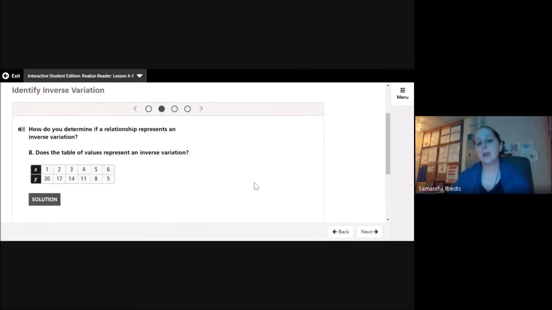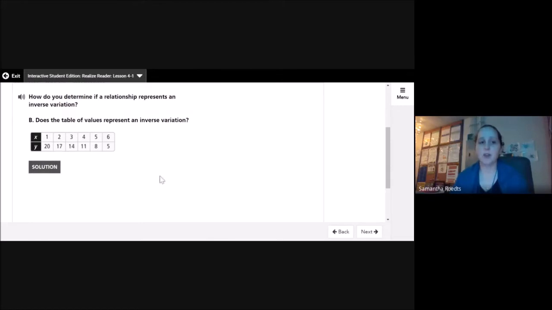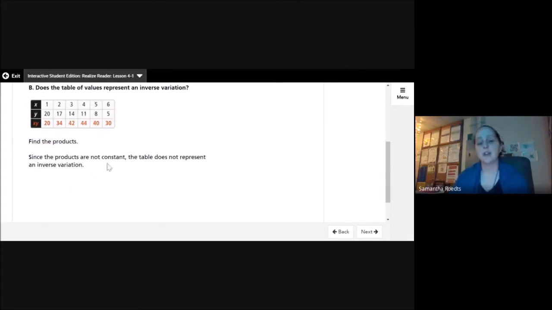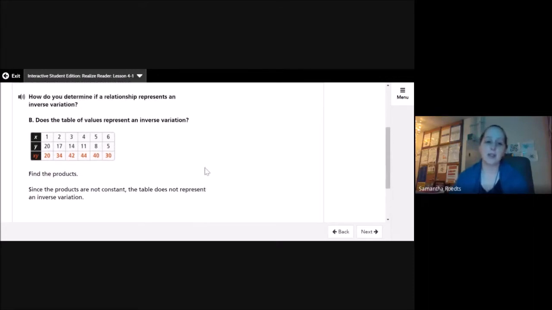How do you determine if a relationship represents an inverse variation? So does this table represent an inverse variation? 1, 20, 2, 17, 3, 14, 4, 11, 5, 8, 6, 5. I find the products. I get 20, 34, 42, 44, 40, and 30. Since the products are not constant, the table does not represent an inverse variation.